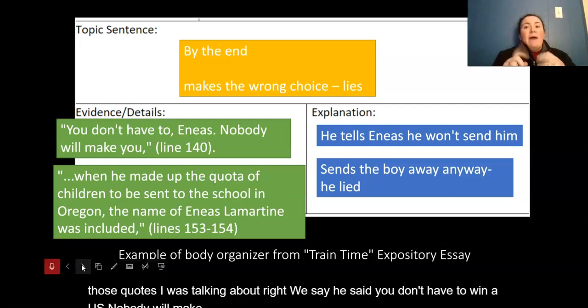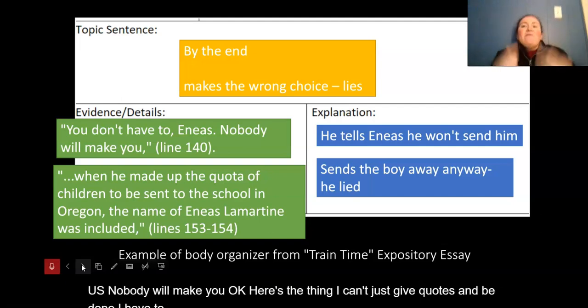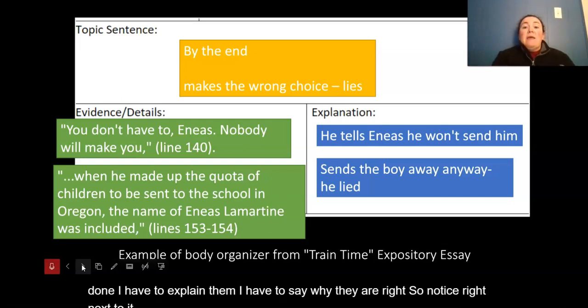Okay, here's the thing. I can't just give quotes and be done. I have to explain them. I have to say why they are right. So notice right next to it, I've got, he tells Aeneas he won't send him.